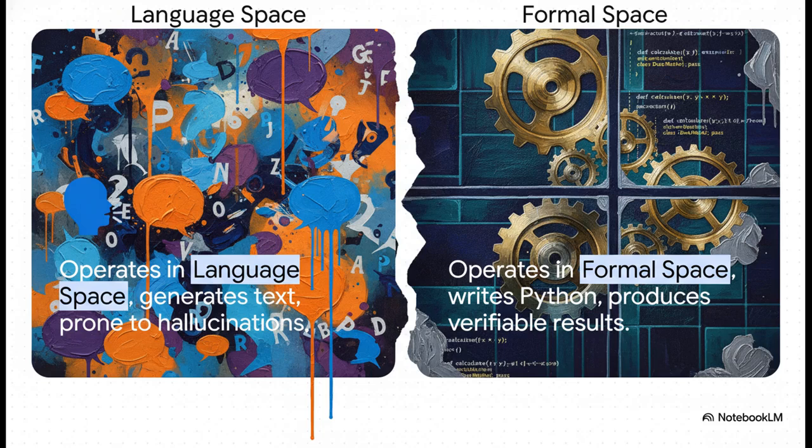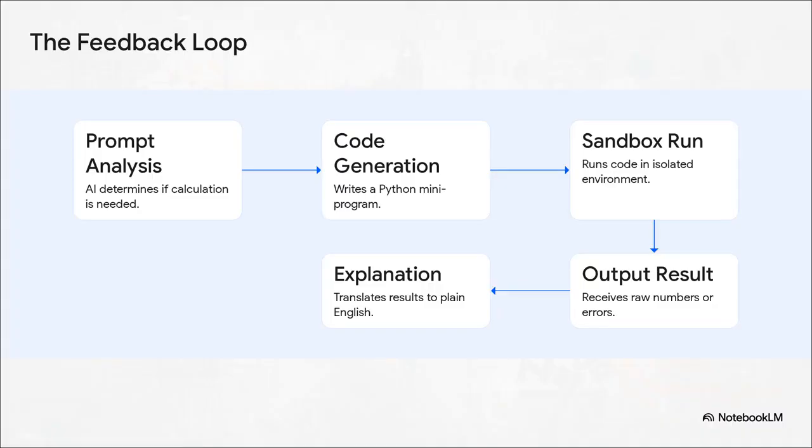Code execution, on the other hand, shoves the AI into a formal space. Here, instead of guessing, the AI writes actual Python code, runs it, and produces verifiable computational results. It literally shifts the quality control from a purely linguistic space into a rigid mathematical one. Let's look at how this builds in practice.